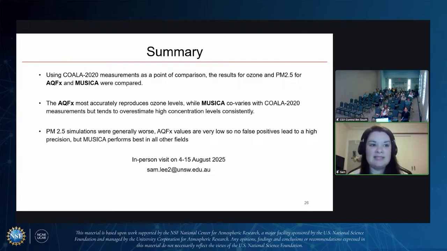I also just wanted to end with saying I do plan on doing an in-person visit to NSF NCAR on the 4th to the 15th of August of this year. So if you find this interesting and you'd like to talk to me about it in person and you happen to be around, I'd be more than happy to talk to you. Or if you have any other data that might be of interest to this study, happy to chat about that.